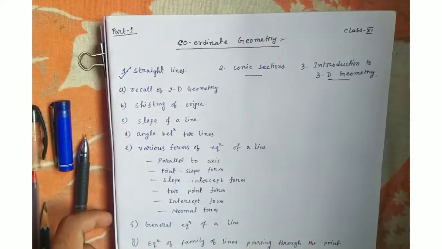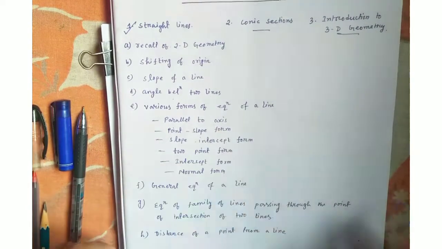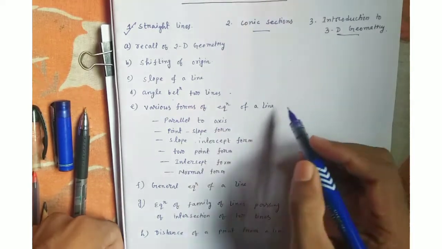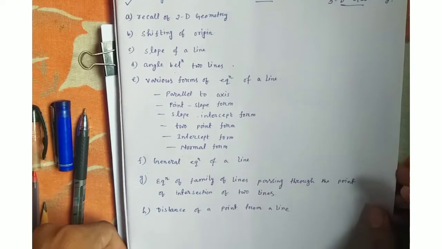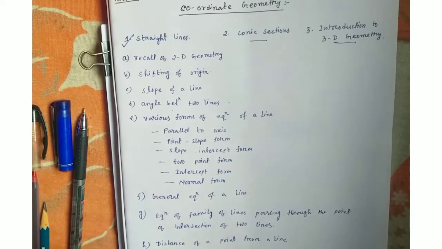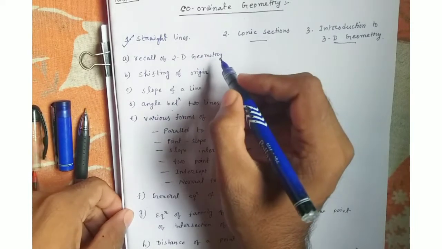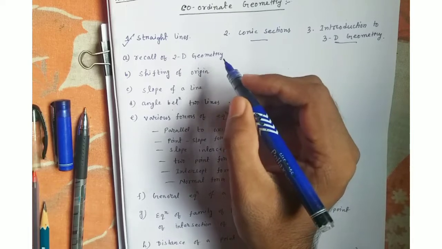The topics that are included in straight lines are as below. First one is recall of 2D geometry that you have learned in class 10. Second one is shifting of origin, slope of a line, angle between two lines, various forms of equation of lines, general equation of line, equation of family of lines, and the last one is distance of a point from a line.